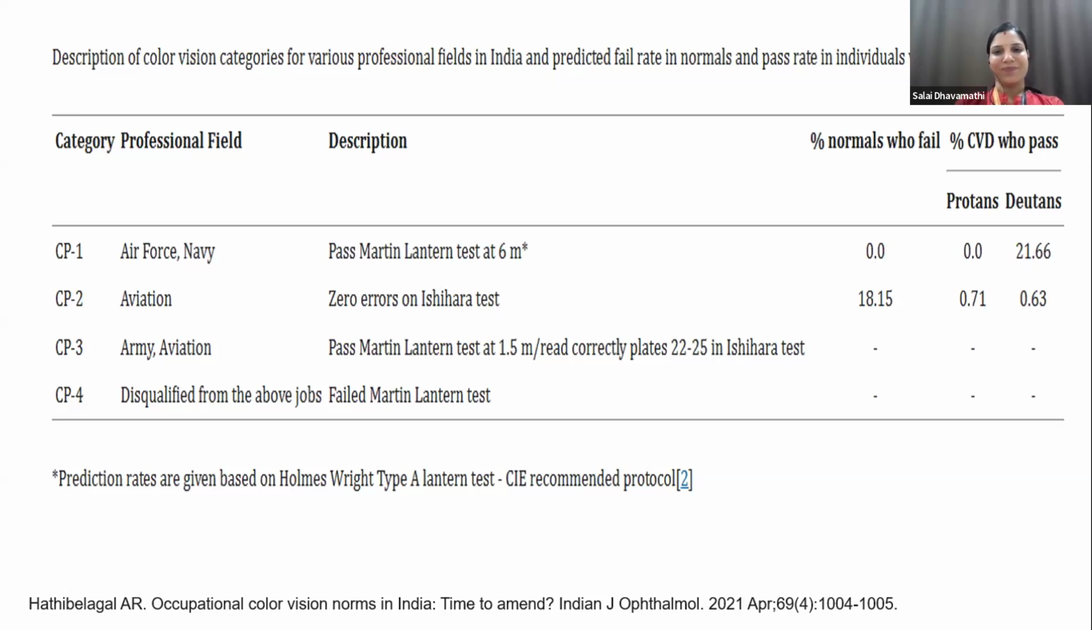Okay. Thank you so much, ma'am. In your regular practice, what are the common mistakes that the students make while testing color vision, ma'am?